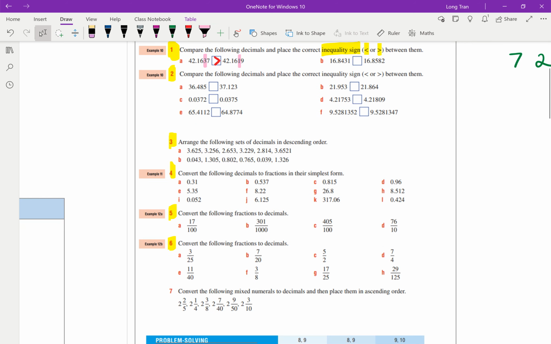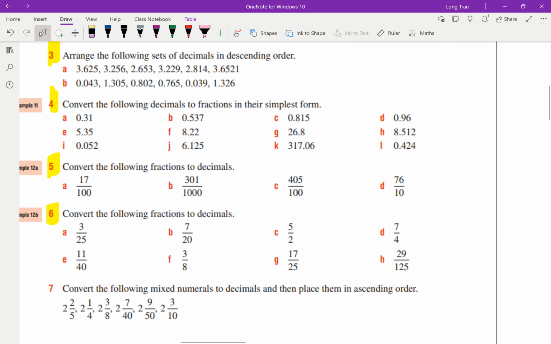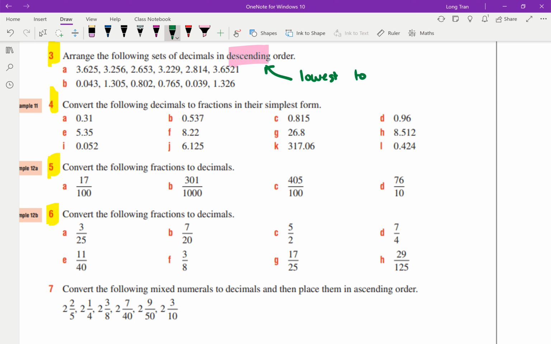Now, question 4, 5, and 6. Question 3 is arranging in descending order. What does descending mean again? Like lowest to highest. The other way around. Descending, so you're decreasing, so it drops from highest to lowest. So here, make sure to write a note: lowest to highest. Oh, sorry, what am I writing? Highest to lowest. Highest to lowest.